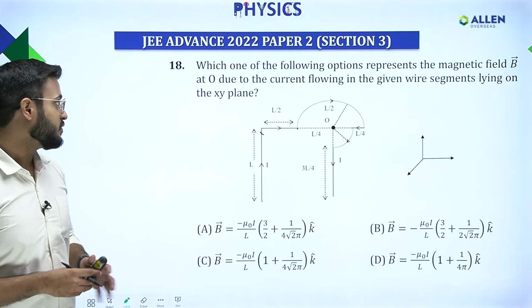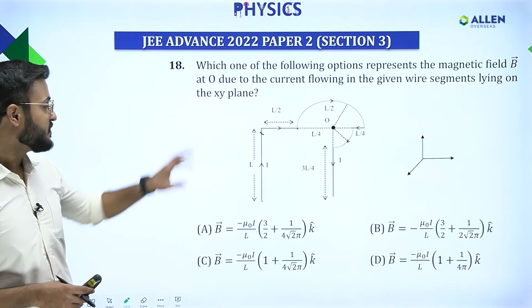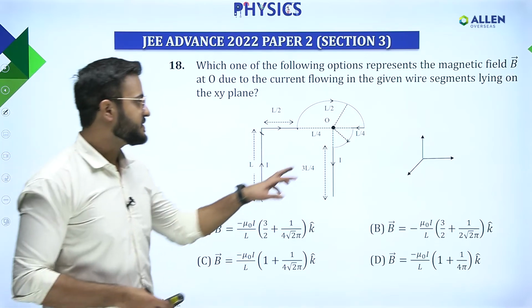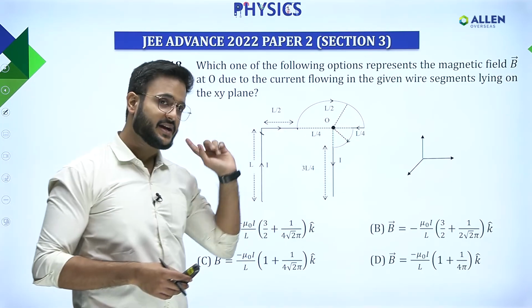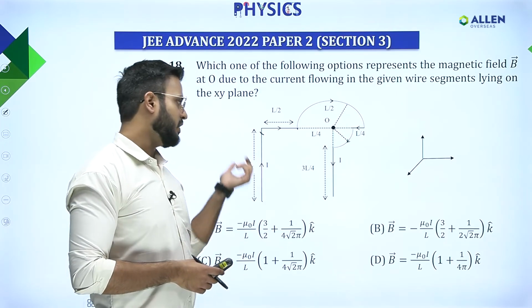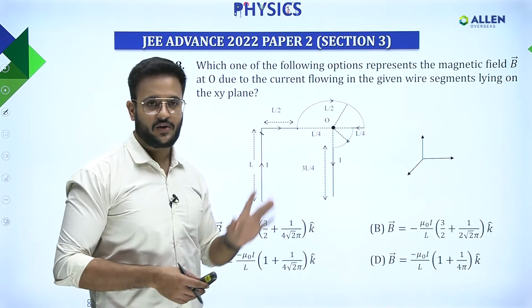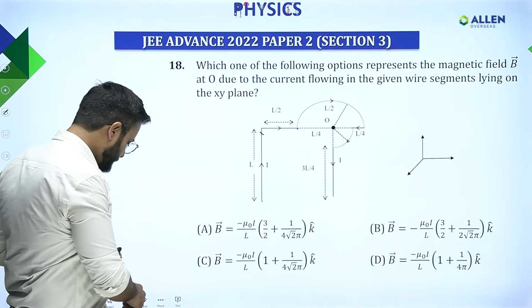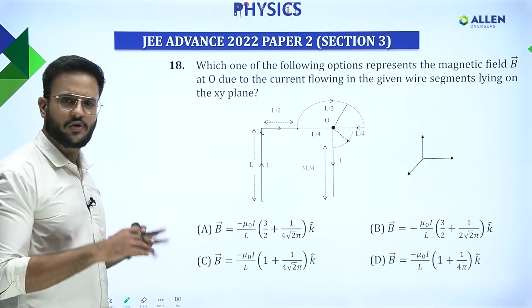Now let us move on to question number 80 and see what it says. Which one of the following options represents the magnetic field B at O? So this is point O and we have to calculate the magnetic field due to this arrangement of wire over here, and there is current flowing in this wire. If we carefully look, this question is basically a formula based question.